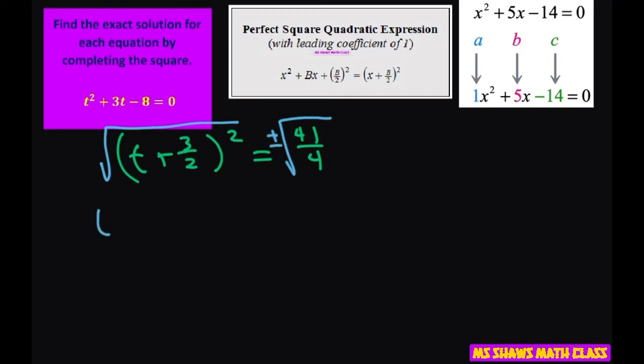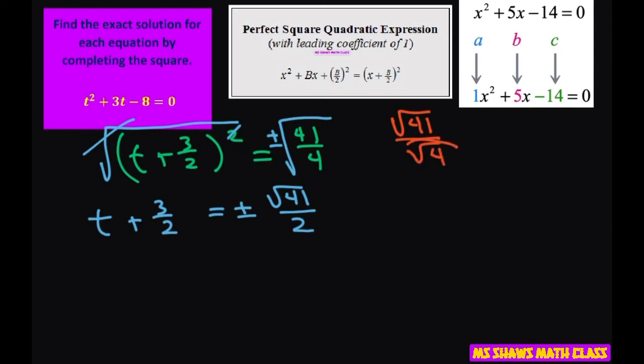So this gives you t plus 3/2, because the square and the square root cancel. Plus or minus, I'm going to write this as square root of 41 divided by 2. Remember, you can break this up as square root of 41 over square root of 4. So square root of 4 is just 2. Then we're going to add 3/2 to both sides, or rather, subtract 3/2 from both sides.